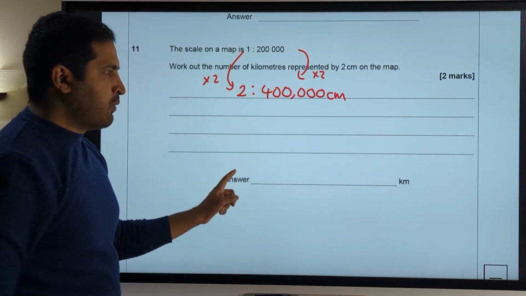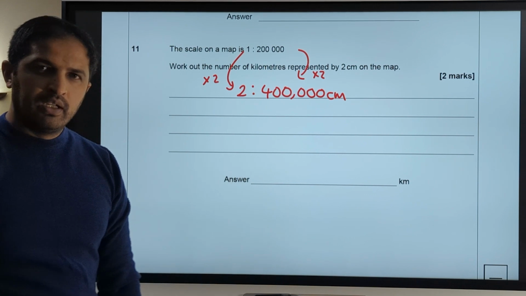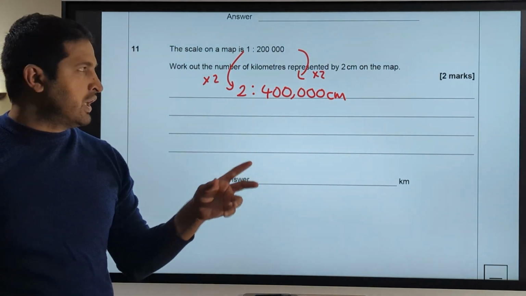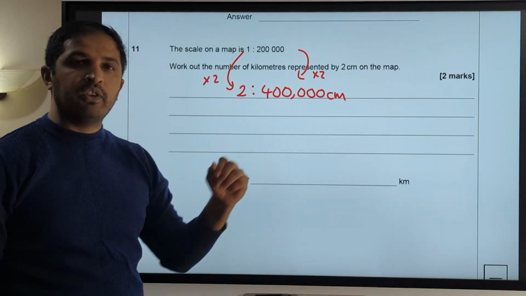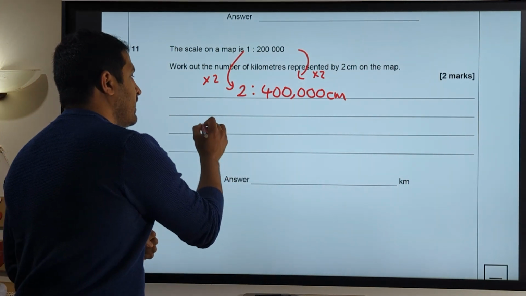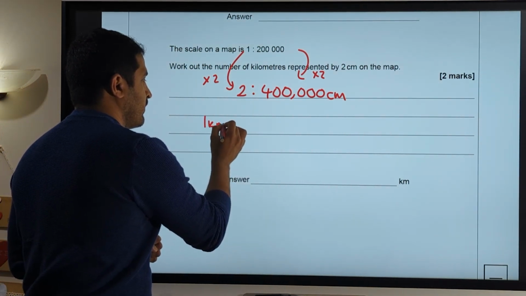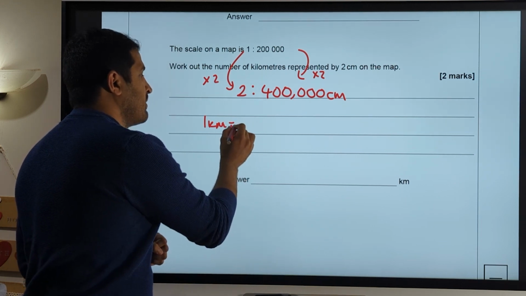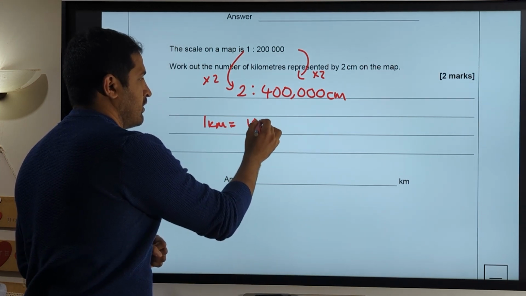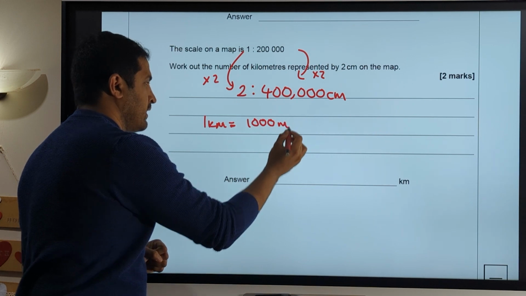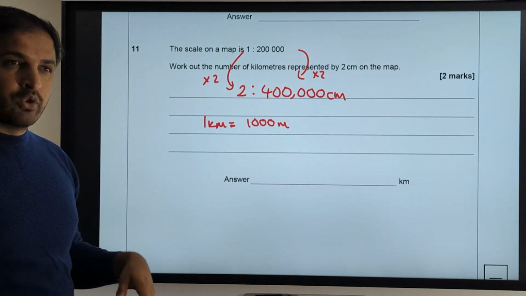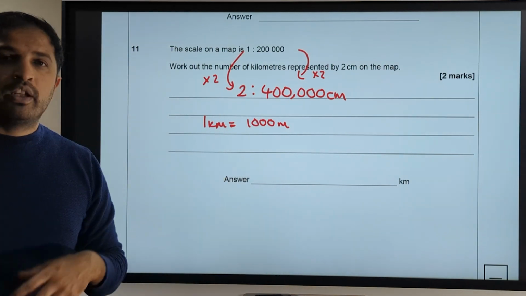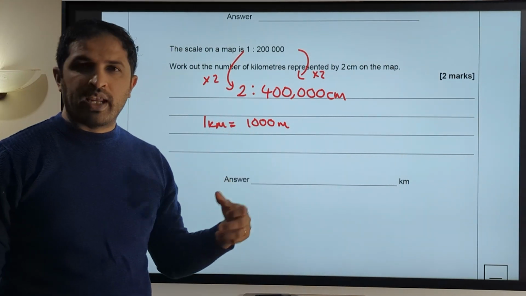centimeters. But I want my answer in kilometers. That will give you 1 mark, but for getting the other marks, you need to write down the 2 conversions. Saying, okay, 1 kilometer is equal to how many meters? You should know this. 1 kilometer is 1,000 meters. 1 meter is one big stride. So if you walk 1 kilometer, you take 1,000 big strides.